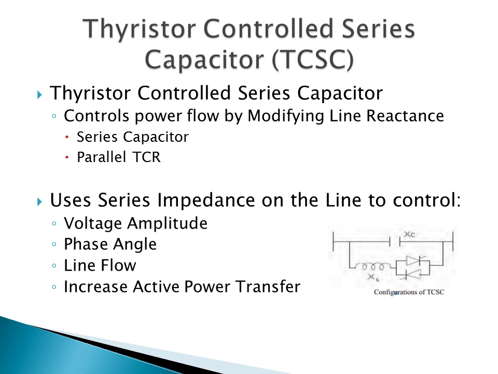The thyristor-controlled series capacitor, or TCSC for short, uses a series capacitor in parallel with a TCR to control the flow of power by modifying the reactance of the line, which is a function of the firing angle of the TCR. It uses the series impedance on the line to control voltage amplitude, phase angle, and line flow, and to increase active power transfer.